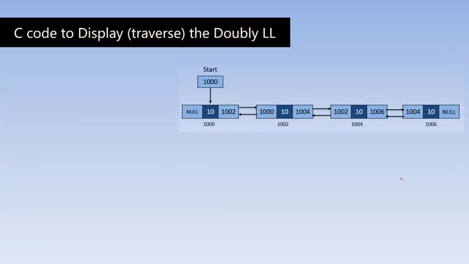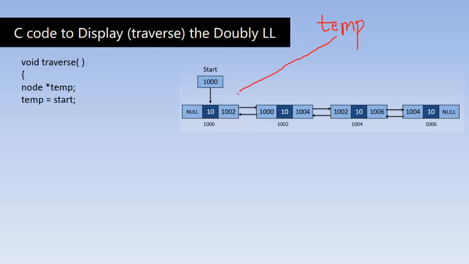Let us imagine I have created this list, and I have to traverse through the list, displaying each and every node in the list. So let us see the code for that. So the traverse function will execute. I'll create a temp variable here. Let us say this is the temp pointer. Temp will hold the address of start. That means it is currently pointing to the first node.